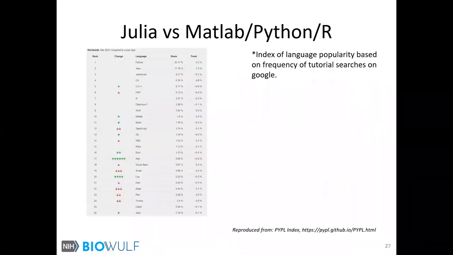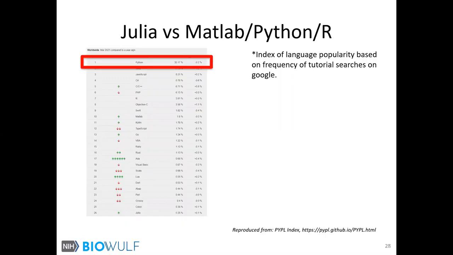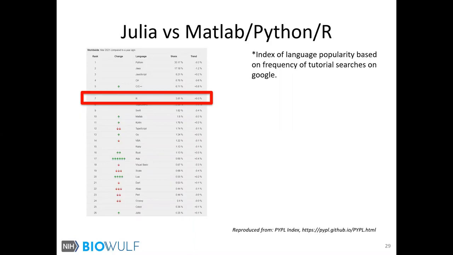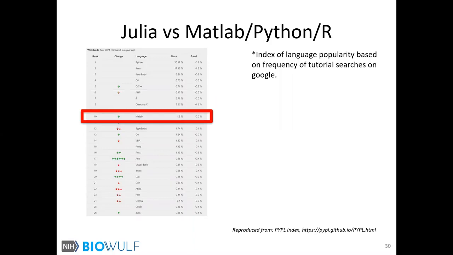But on the brighter side, this is a graph that I reproduced from the PYPL index. It's a commonly used popularity of language index, and they use the frequency of tutorial searches on Google as a proxy for the popularity of a language. And so we can see that Python has a huge share of the popularity according to this index with 30%, and basically is a lot larger than any of the others. And we can see R with 3.8% and MATLAB with 1.8%.